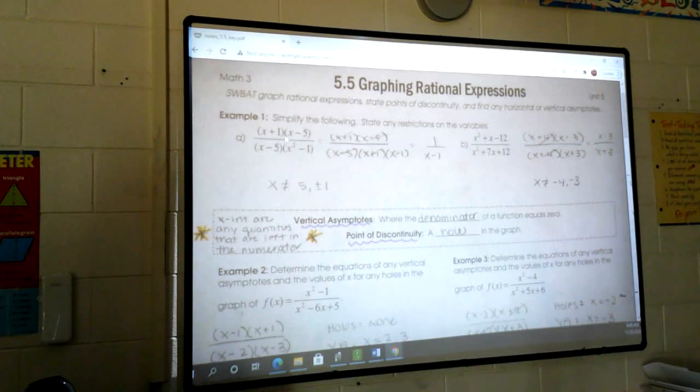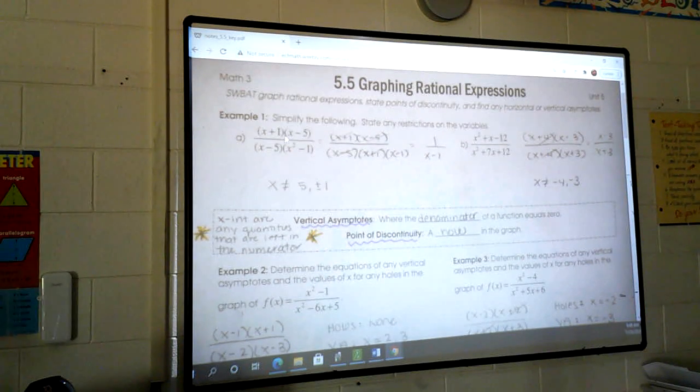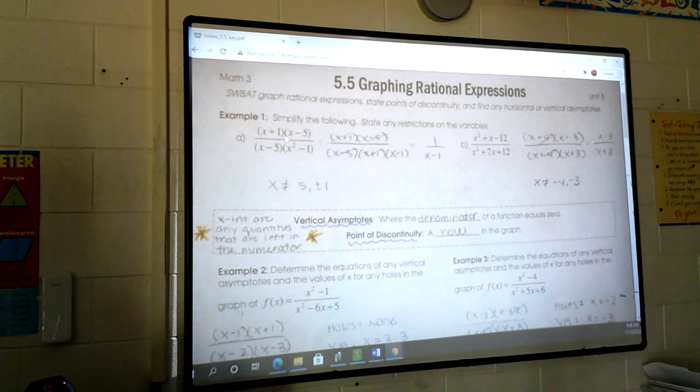So in the first example, it just says simplify the following and state any restrictions on the variables. So you don't have to worry about that part. But to simplify these, and then I'll go through what the restrictions are just so you know.